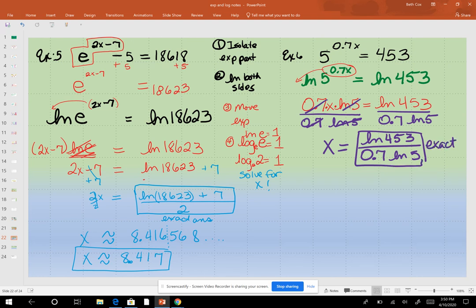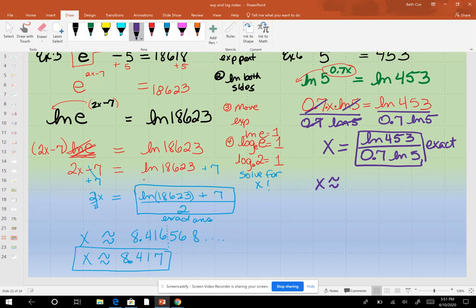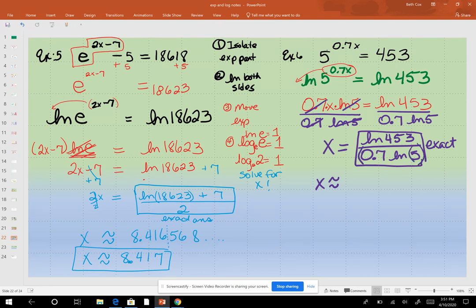Okay, now again, to get my decimal approximation, I'm going to use my calculator. Be very careful in this one. We're going to do natural log of 453, close my parentheses, and then I'm going to hit divide. All right, and I'm going to open a set of parentheses. I don't want my calculator to do something wrong. I'll have two sets of parentheses there. So I'm going to have open 0.7 natural log 5 close parentheses, equal.